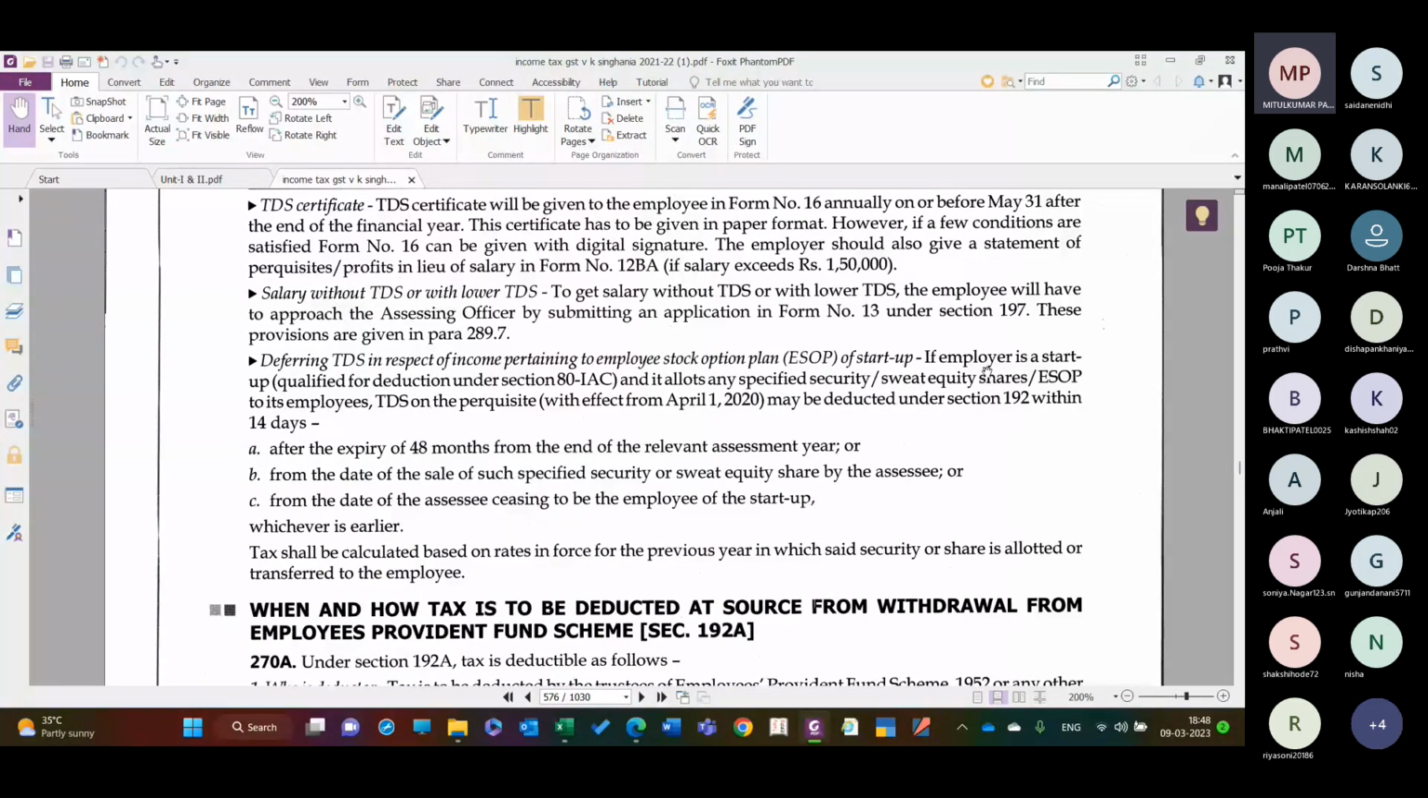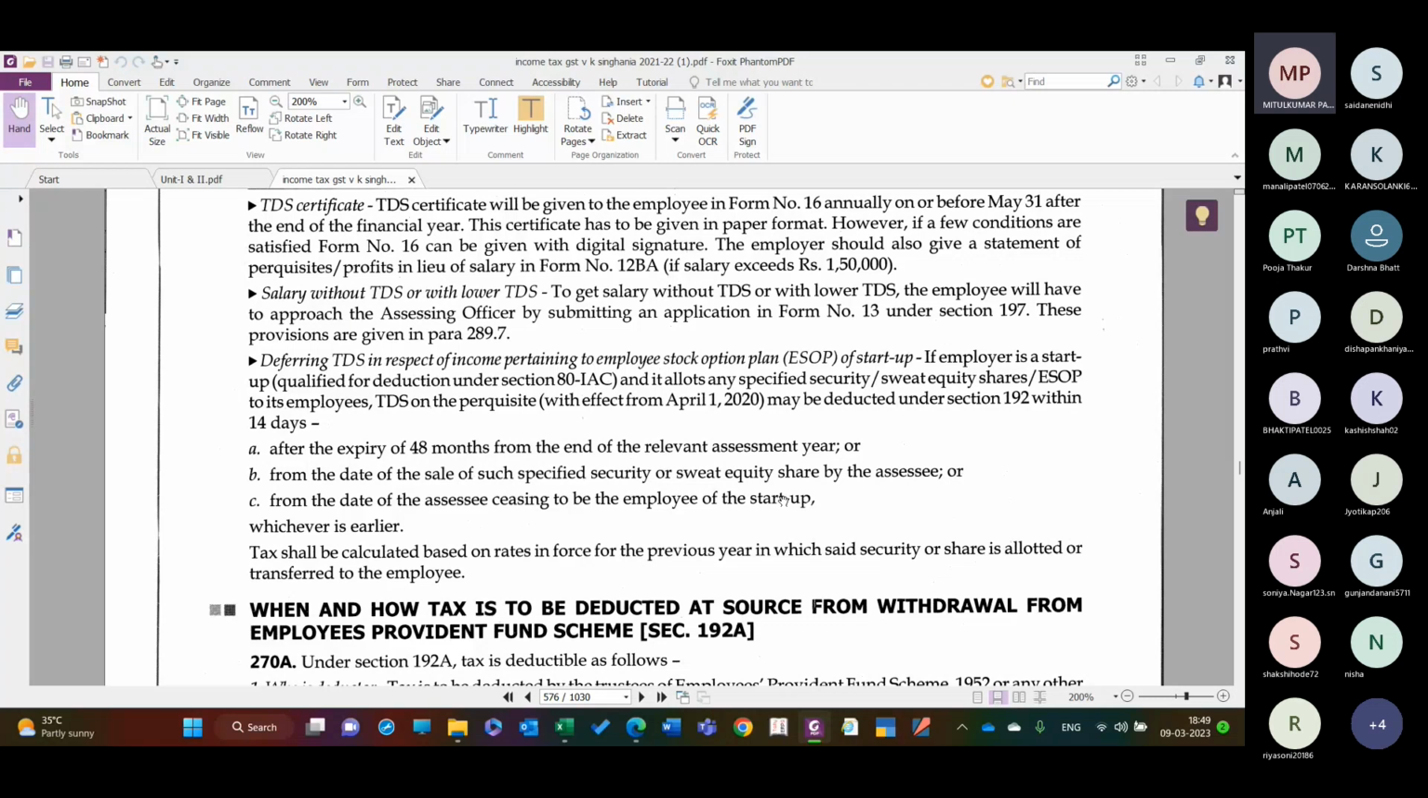सो इफ अ एम्प्लॉयर is a startup qualified for deduction under section 80-IAC and it allots any specified security, sweat equity share or ESOP, means employee stock option plan to its employee, TDS on perquisite with effect from April 1, 2020 may be deducted under section 192 within 14 days. Right? After the expiry of 48 months from the end of the relevant assessment year, or from the date of sale of such specified security or sweat equity shares by the SSE, or from the date of the SSE ceasing to be an employee of the startup, whichever is earlier.